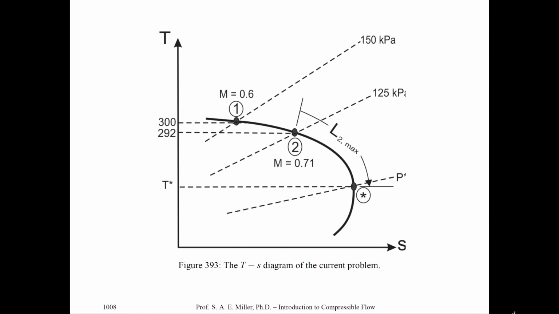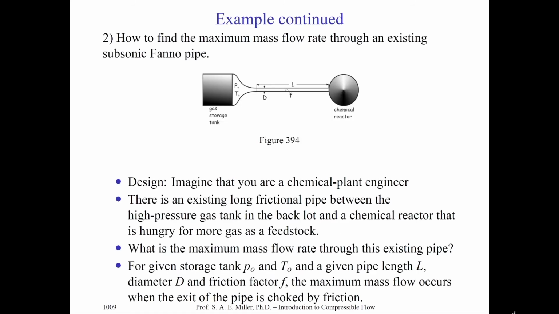Let's look at a particular Fanno flow of this example one more time. We went from Mach 0.6 to Mach 0.71. Indeed, the Mach number increased with friction. And we went down in temperature from 300 to 292 Kelvin. And we increased in entropy. And we drew lines of constant pressure through the TS diagram as dashed lines through state 1, 2, and of course P sup star at locations 1, 2, and the critical Fanno flow location respectively. Simple.